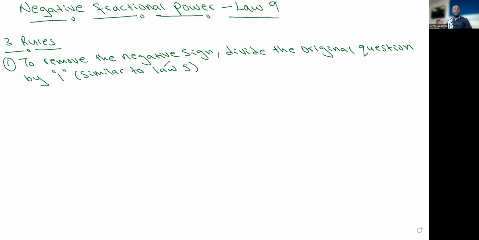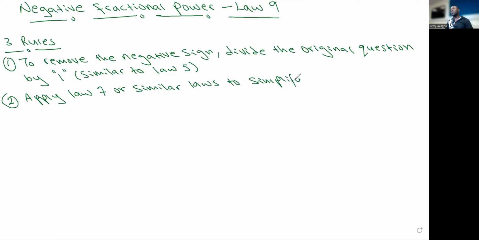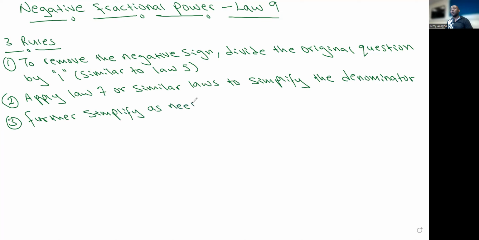Then when you're done with that, you can apply law 7 or similar laws to simplify the denominator. Then when you're done, you further simplify if needed. And that's what you do.